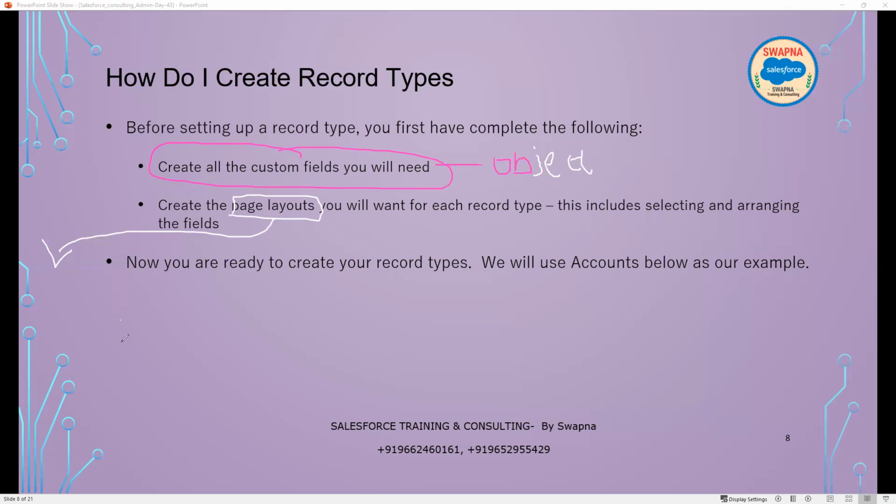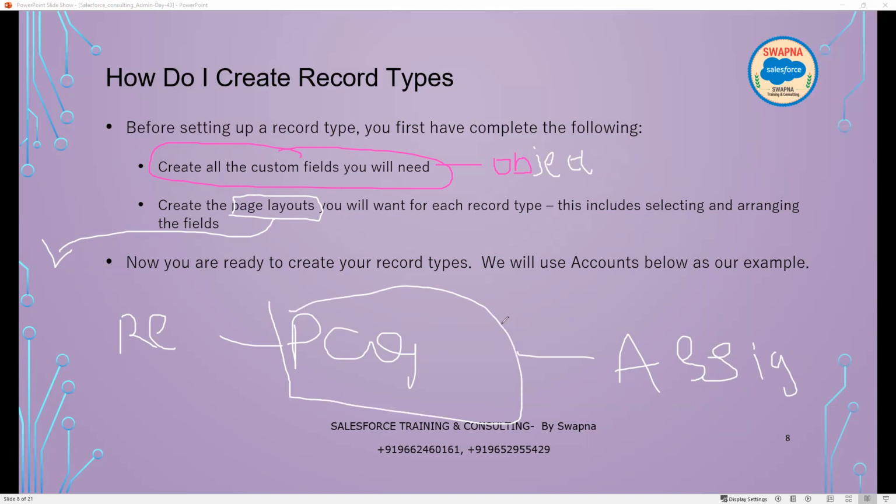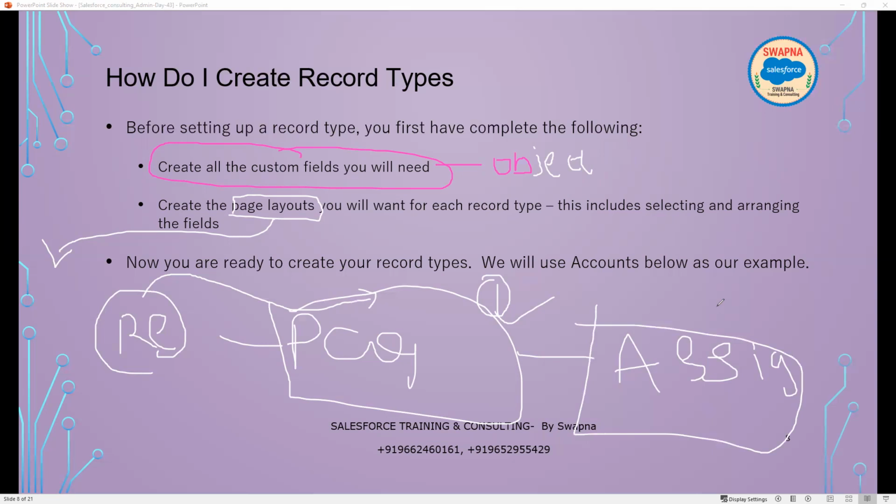Right now what we have done is first we created the record type, then we created the page layout, and after that I assigned the page layout. Those are the three steps I have done right now. But in real time, first we will create a page layout. Once the page layout is created, then we will create a record type and associate that record type with those page layouts. So I need to perform another option, which is called assign page layout.